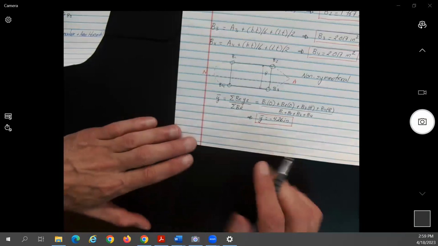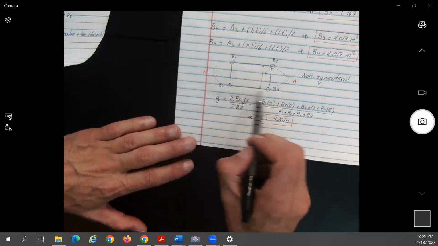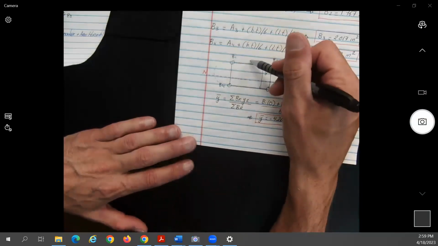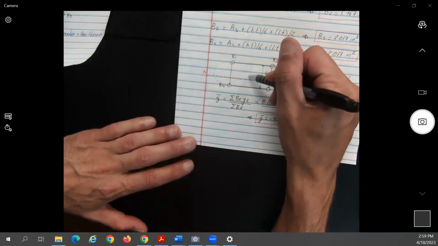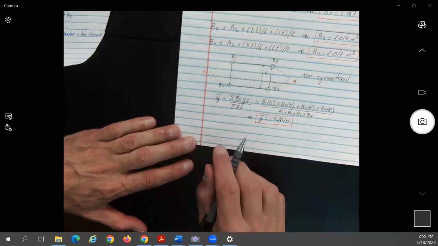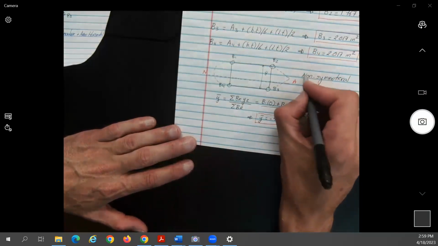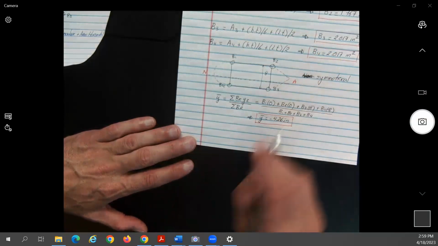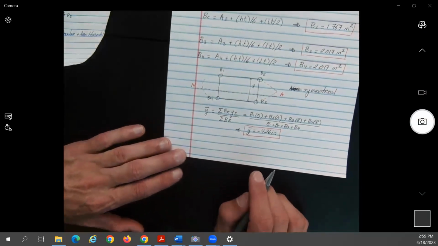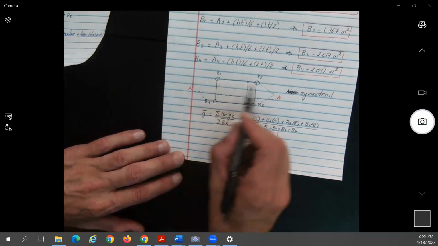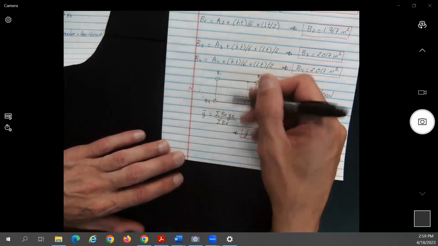Okay, now since B1 equals B2 and B3 equals B4, you're going to have an axis of symmetry over here, no? Actually, it's symmetry. Sorry for that. So this is a symmetrical cross section. It is symmetric about one of the axes. Since B1 equals B2, it is symmetric about this axis, no?